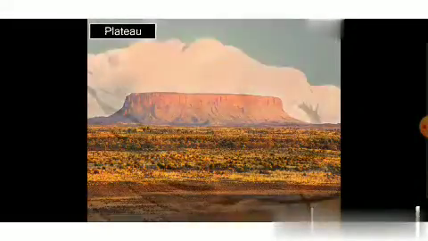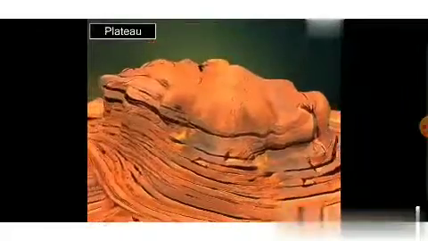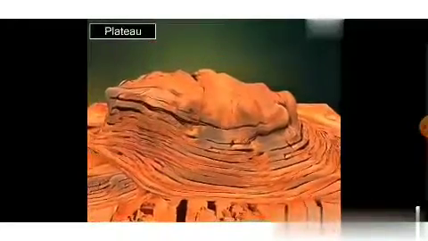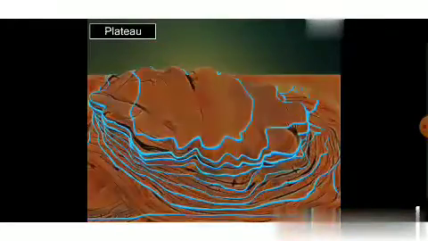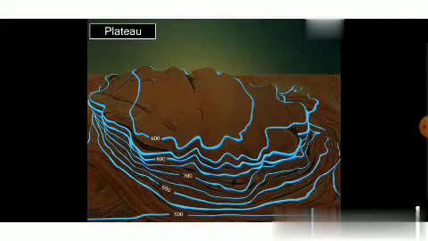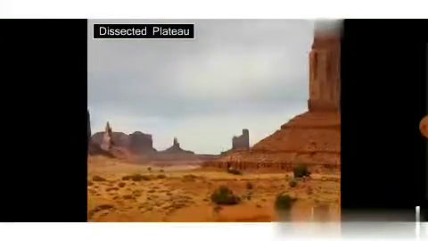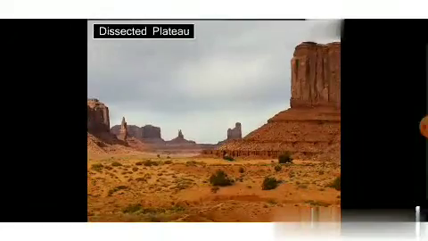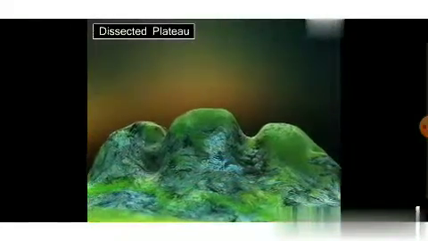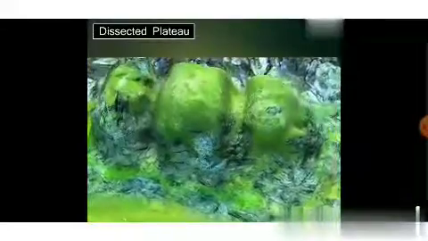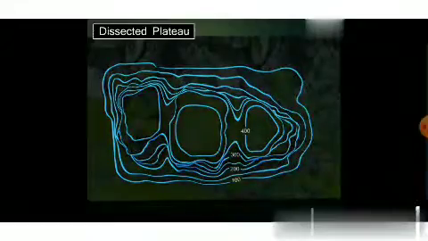Plateau. Plateau is represented by closely spaced contour lines on the lower slopes that show the steep slope. The upper slope has insignificant contour lines, referred to as flat surface. Dissected plateau. Dissected plateau is represented by compact contour lines on the lower slopes. These contour lines are divided by streams or rivers.